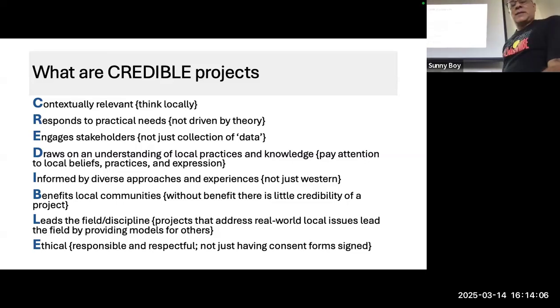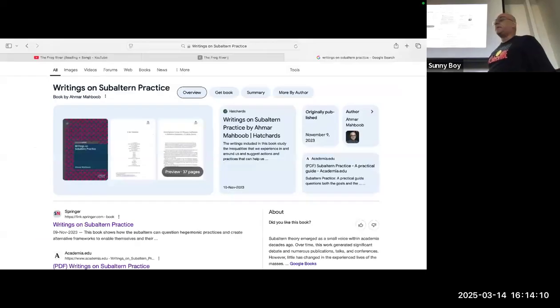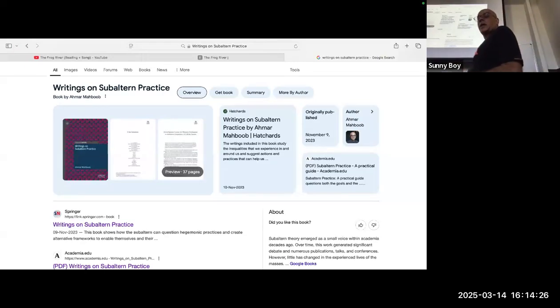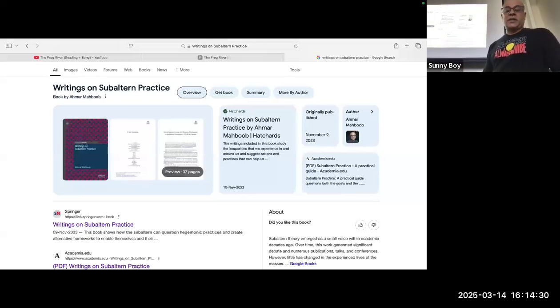I've written quite a bit of popular stuff around these things, and I collected all of it and put it into a book that was published a couple of years ago called Writings on Subaltern Practice. This book has no references, even though it's published by Palgrave Macmillan. It is a compilation of poetry and essays, and it's written for a very general audience, even though some of the issues are very complex.